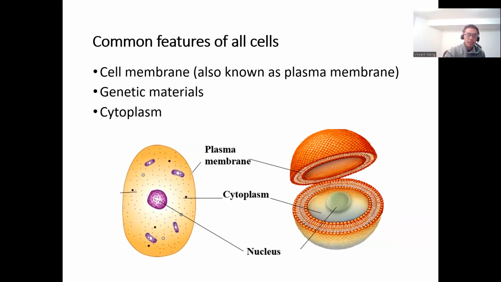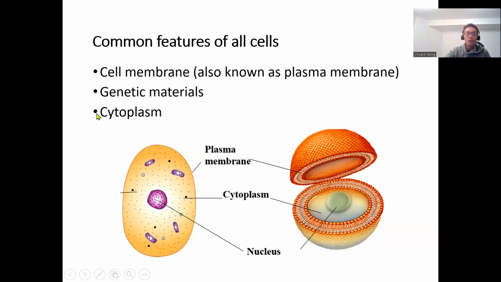Number two, it has to have genetic material. We know genetic material can exist in the form of DNA. Sometimes it can exist in the form of RNA. And the genetic information basically programs the cell. It allows the cell to behave in a way that it should.